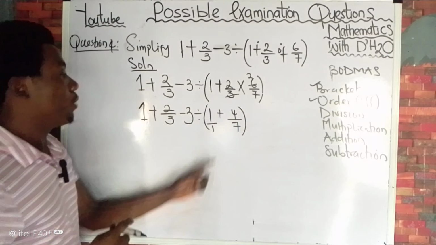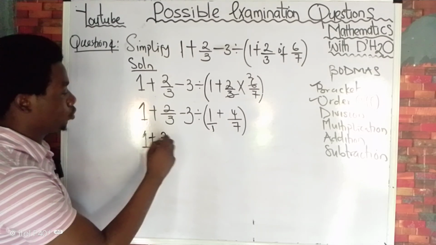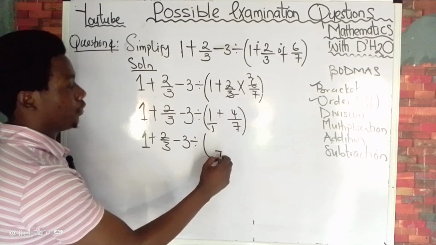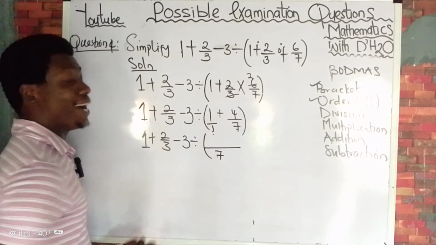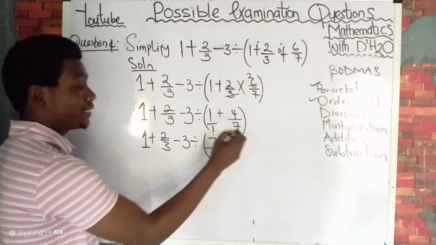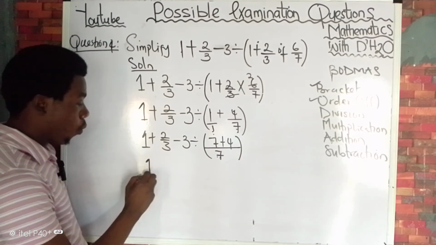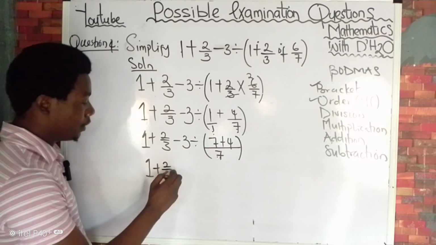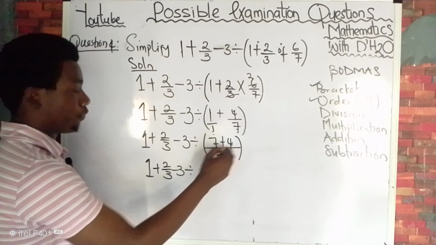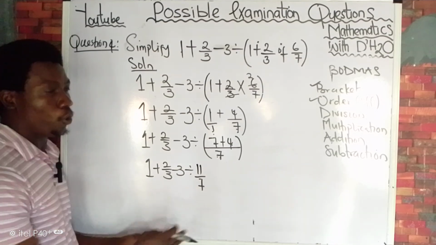Still on the bracket, we have to get the LCM of 7 and 1. So let's do that. You have 1 plus 2 over 3 minus 3 divided by, LCM will give us 7. 7 divided by 1 is 7. 7 times 1 is 7. Plus 7 divided by 7, 1 times 4 is 4. So we have 1 plus 2 over 3 minus 3 divided by, what do you have now? You have 7 plus 4, 11 over 7. Now, we are out of the bracket.